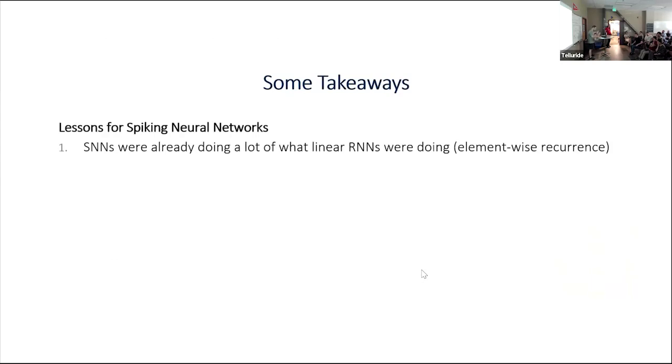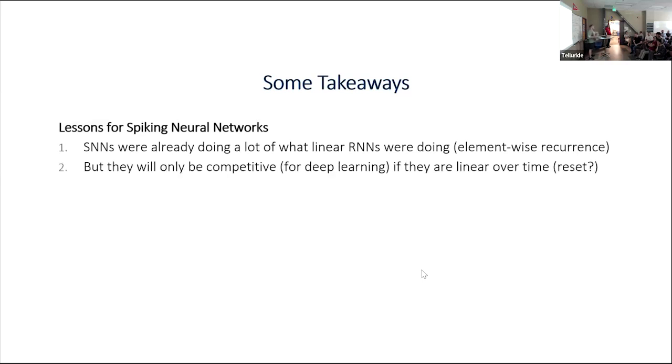Some takeaways. Gonna finish up here. Lessons for spiking neural nets: we started with spiking neural nets and saw how there were a lot of principles we were accidentally using in that literature, and we were able to port it over to matmul-free. They were already doing element-wise recurrence. They're only really going to be competitive in the deep learning context if they're linear over time, right? What does that mean for the reset mechanism? Maybe we've got to get rid of that and come up with alternative ways to induce refractoriness in a linear fashion.